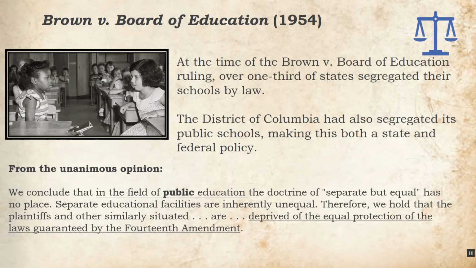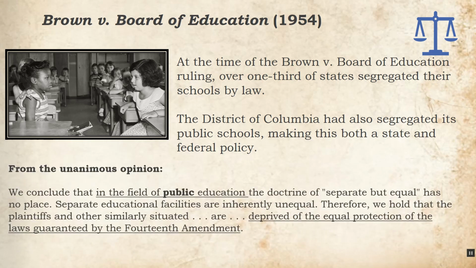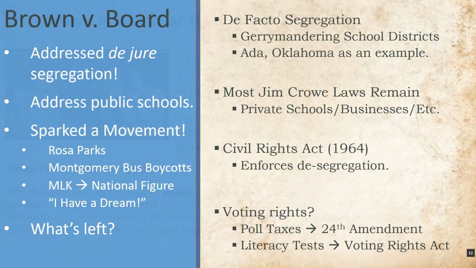Because Brown versus Board of Education doesn't overturn Plessy versus Ferguson, contrary to what you might have heard. It simply says that the doctrines of Plessy versus Ferguson do not apply to public education. But private schools and private businesses, well, those can still be separate but equal. So it doesn't resolve all the problems.